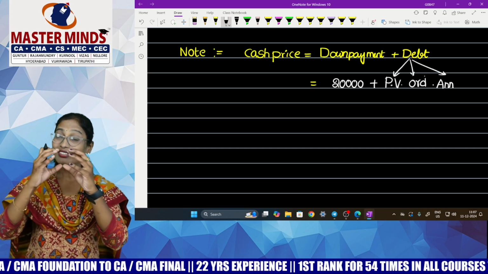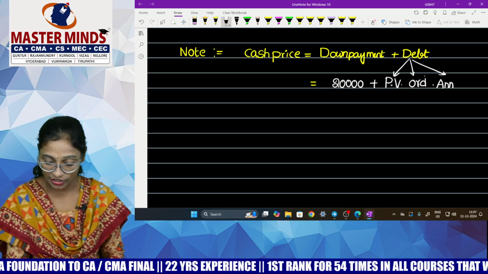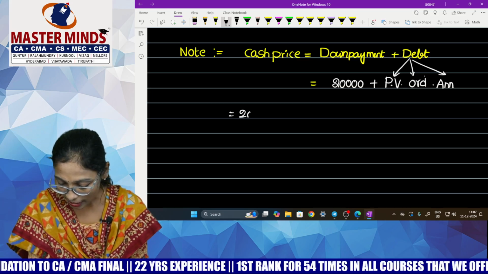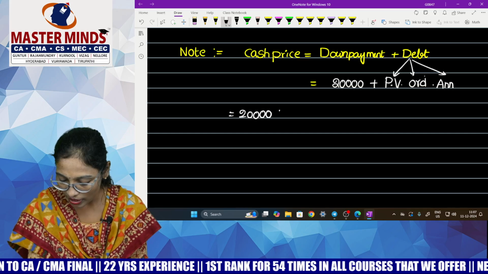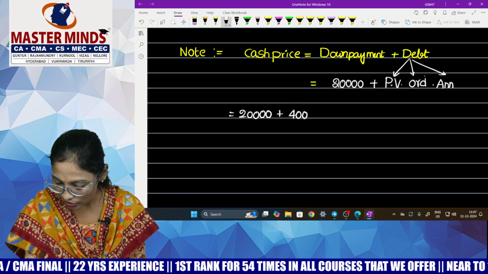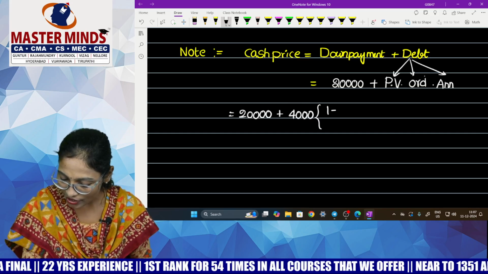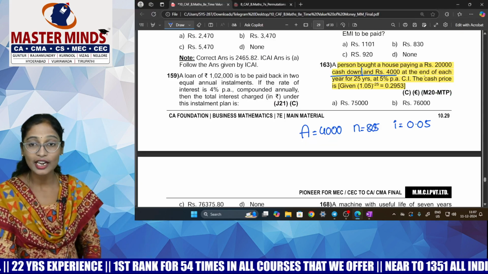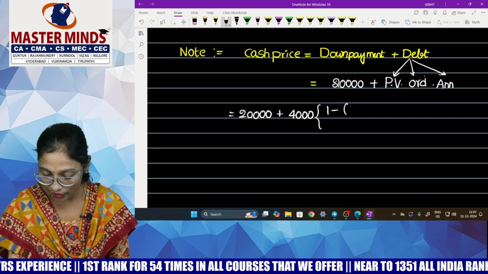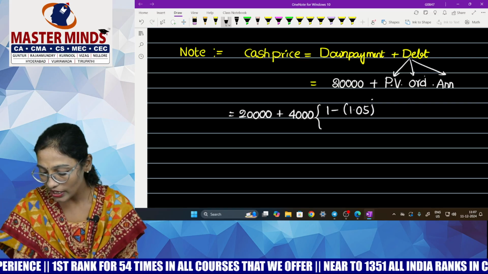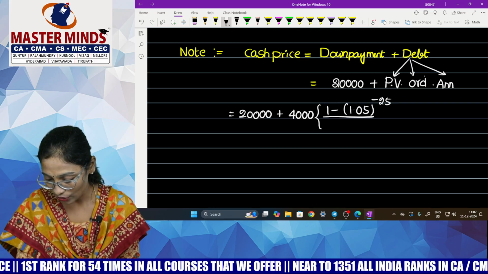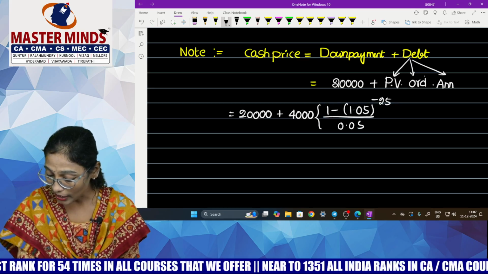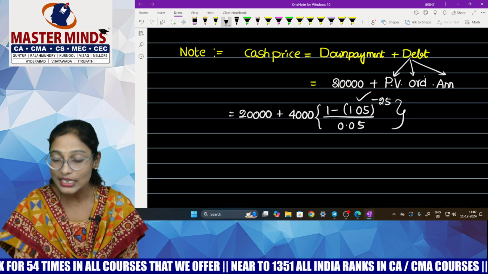See, that's how you need to split the question. So this is 20,000 and the present value of ordinary annuity formula, A into, which is 4,000 into 1 minus rate of interest, is how much, guys? I'll directly substitute 1.05 whole power minus 25 by 0.05. Guys, sometimes he'll give you this value inside the bracket.